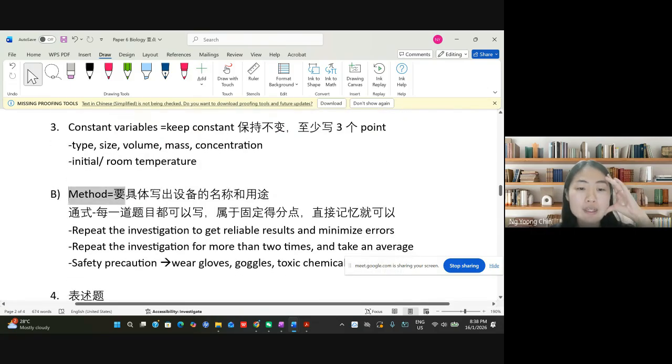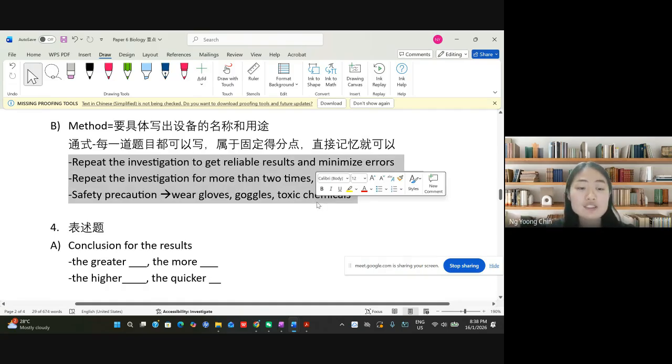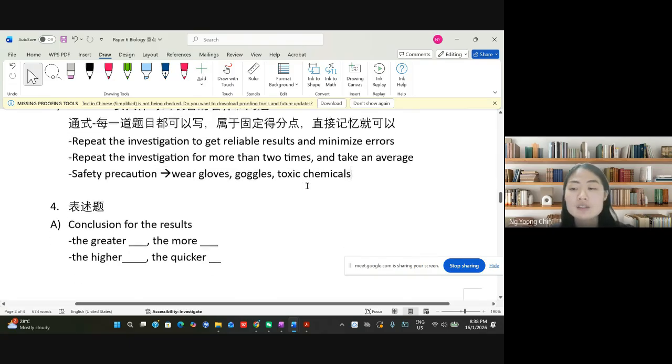And then the method. For the first few sentences, you write what kind of apparatus you are using to measure the responding variable. And then later you can repeat this: repeat the experiment to get a more reliable result, or repeat the investigation 2 more times, and then your safety precaution.